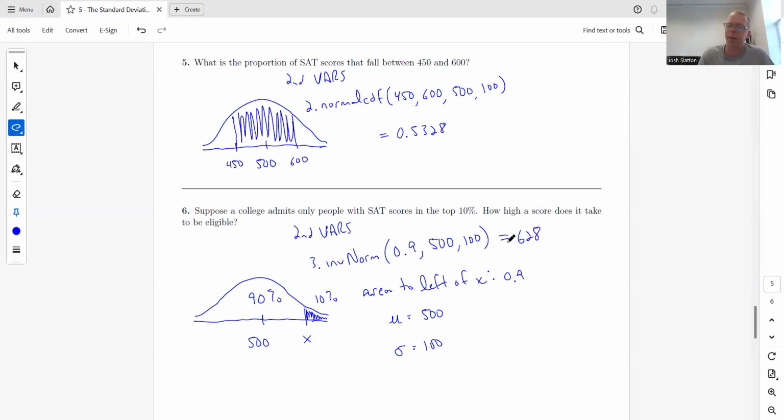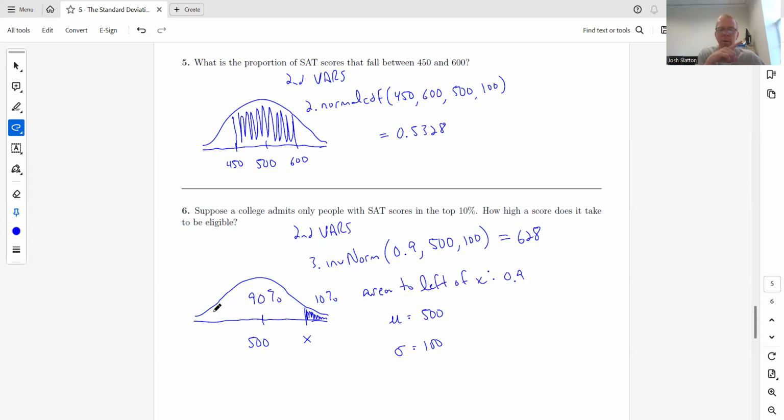And again, the picture can help. So obviously, if I asked you what would you guess, you would not guess 450. You would not guess 400. You would not guess 425. Your guess would be above 500. So if you get an answer below 500, that automatically tells you that you did something wrong. And the most common mistake on these, where you're supposed to use inverse norm, is to put the 0.1. If you put the 0.1, then you get a number over here, because the 0.1 would be the area to the left, and that would be somewhere over here.